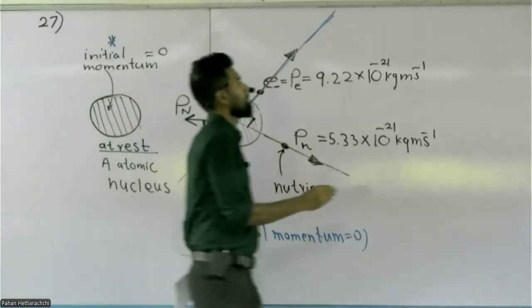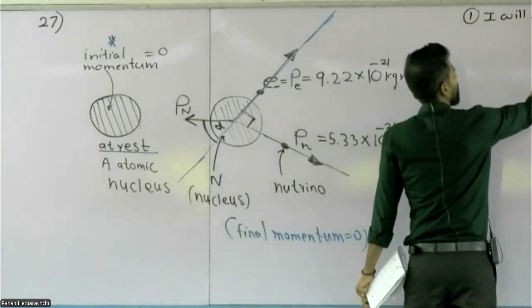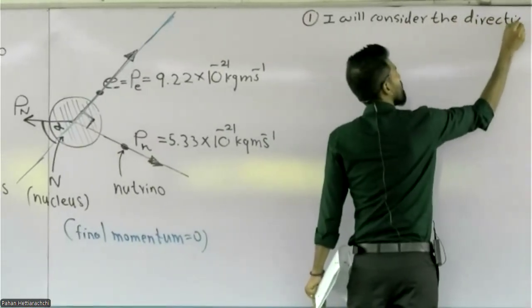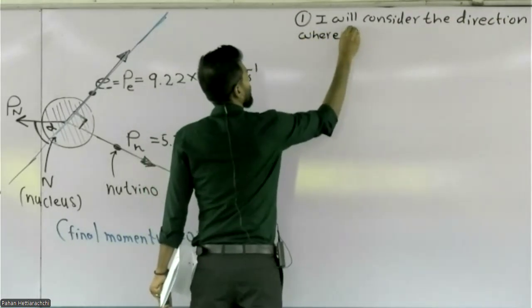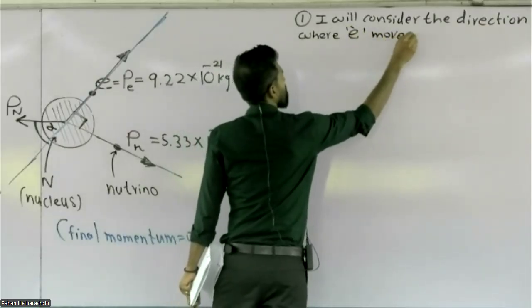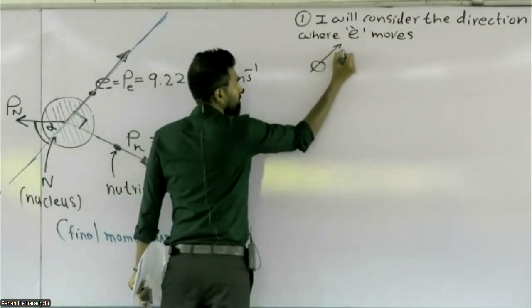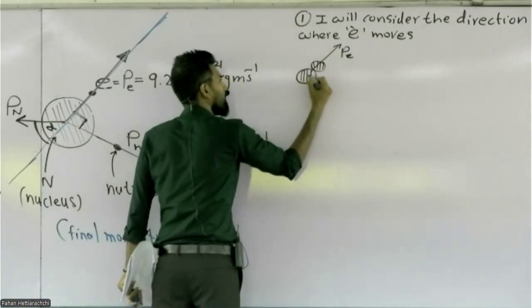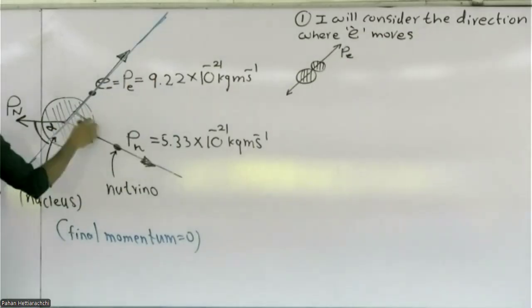So, as my first attempt, I will consider the direction where the electron moves. In that direction, the momentum created by the electron should be cancelled out with the momentum created by the remaining nucleus. Why? The neutrino is perpendicular to that direction, so the perpendicular vectors will not affect.